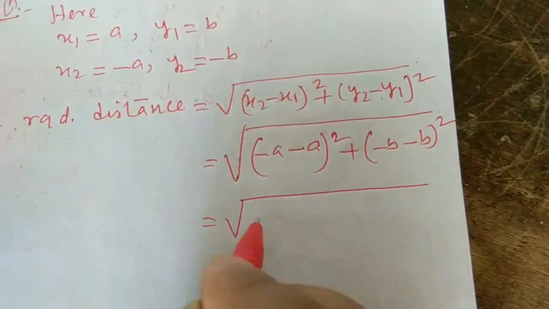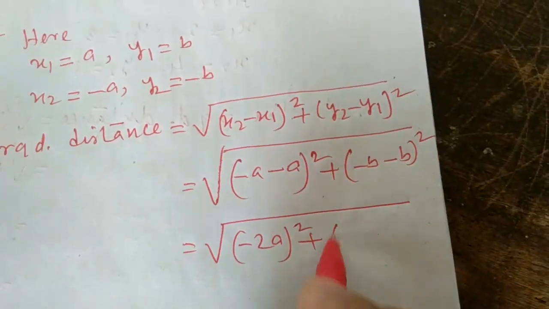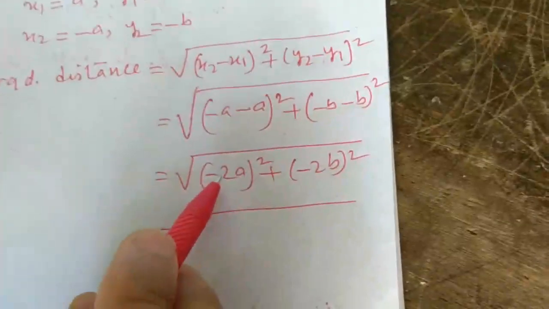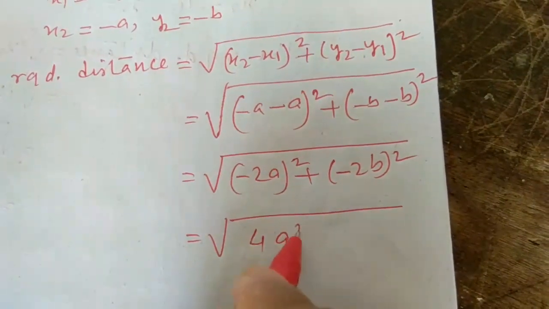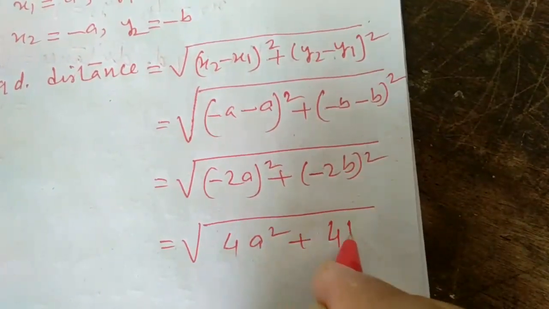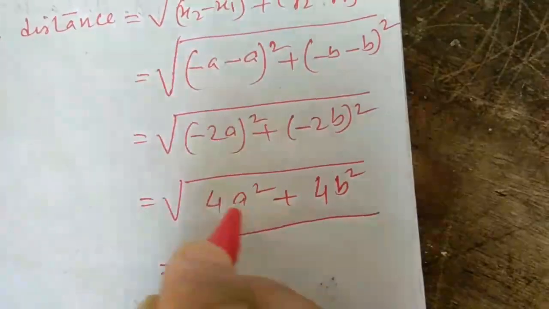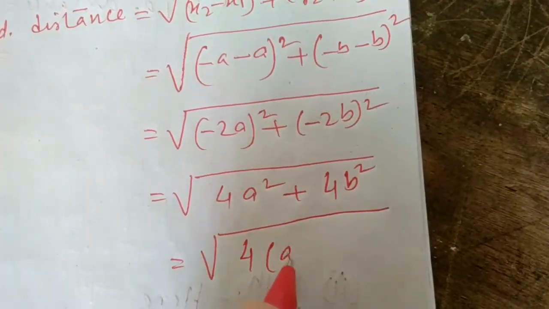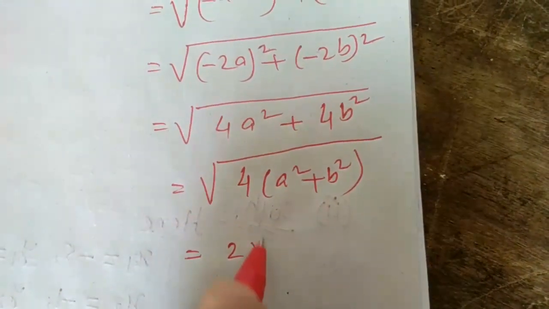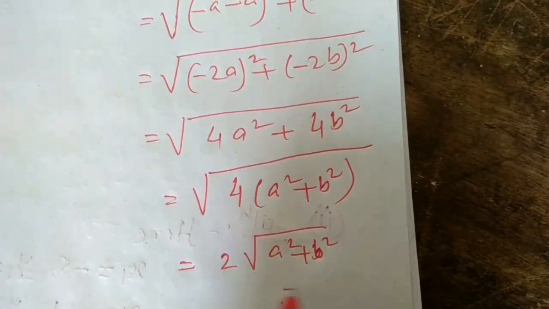minus a minus a, both are negative, so we add: minus 2a whole square, minus b minus b, both are minus, minus 2b whole square. Okay, root over 2 to the power 4 a square, power is even, so negative becomes positive, 2 to the power 4 b square, power is even, negative becomes positive. Now what to do? We have to take common. 4 is common, so a square plus b square remains. Square root of 4 is 2, a square plus b square remains. Okay, we cannot find the square root of a square plus b square.